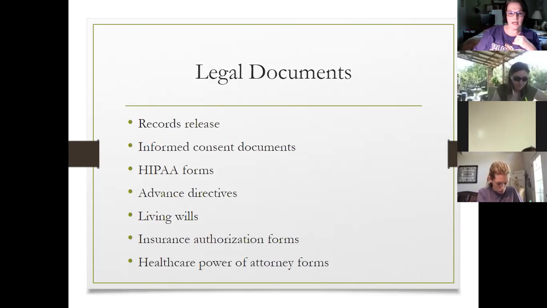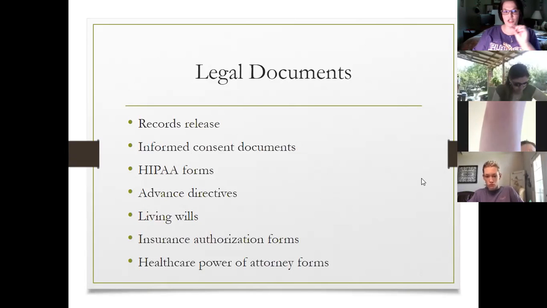living wills, insurance authorization forms, healthcare power of attorney forms. You guys really need to know the difference between advance directives, living wills, and power of attorneys. There's not a vast difference. They're just little tweaks. So you need to really pay close attention to those things.